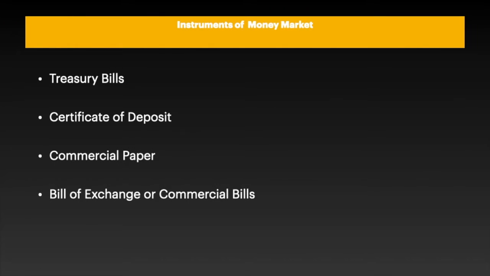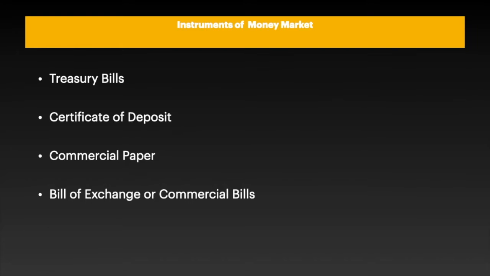In the last class, we have studied about sub-markets of money market. And I had mentioned to you all that most of these markets derive the name from the financial instrument that gets traded in that particular sub-market. So let us try to understand the different financial instruments which are traded in money market.